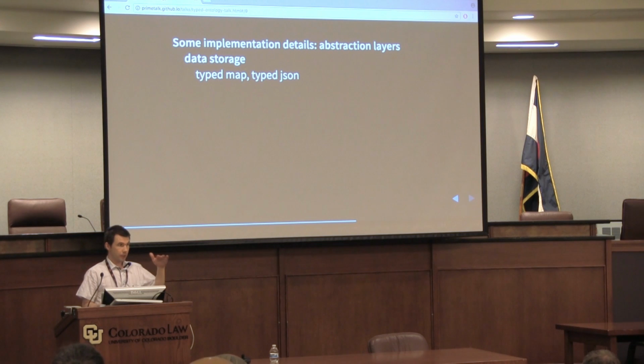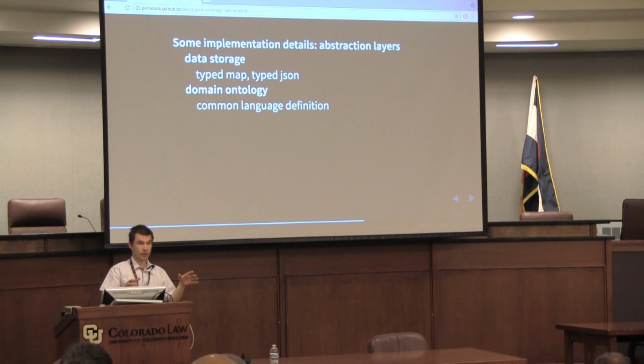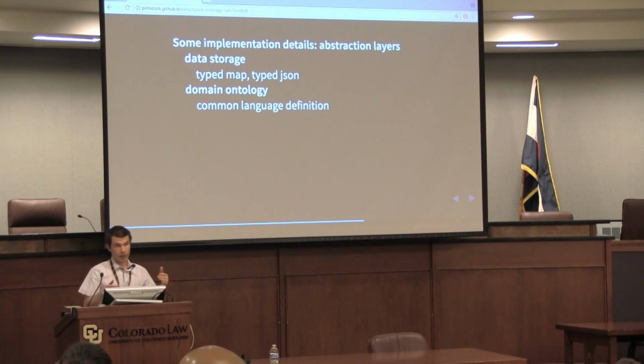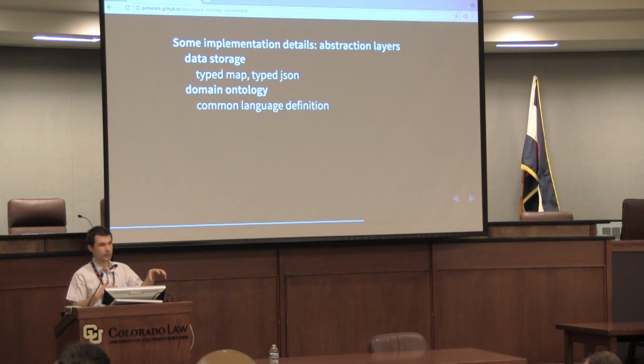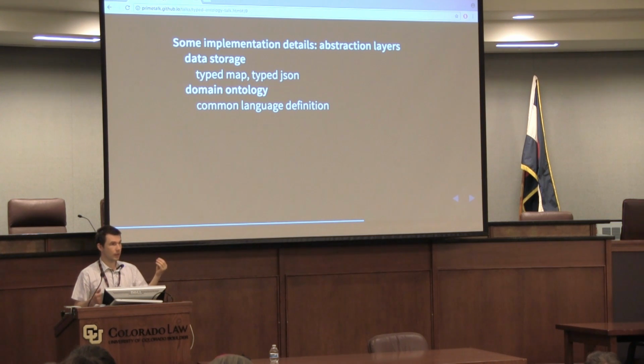So the first layer is the data representation layer. We can use typed maps, typed JSON, or something like that. Then we have another abstraction layer where we define ontology. So we define our properties, we define the structure of inheritance, and this is the main model. This can be specified in one place for the whole application. So you will be using the same ontology in every layer of your application, and this means that you have a single domain language for the complete application.